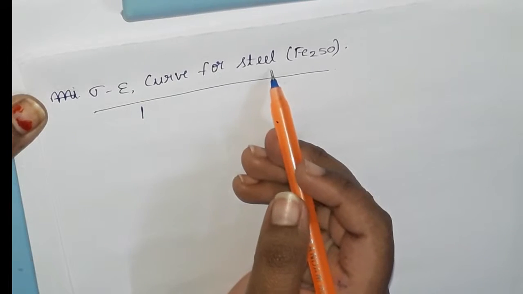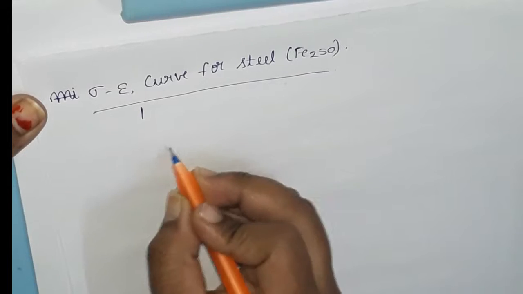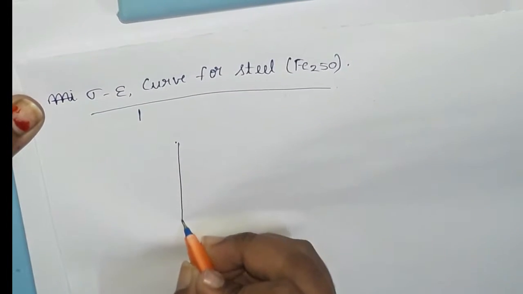Now let us discuss the stress strain curve for steel. And that too we have different types of steels, and first let us discuss the stress strain curve for mild steel. So now coming to the stress strain diagram.